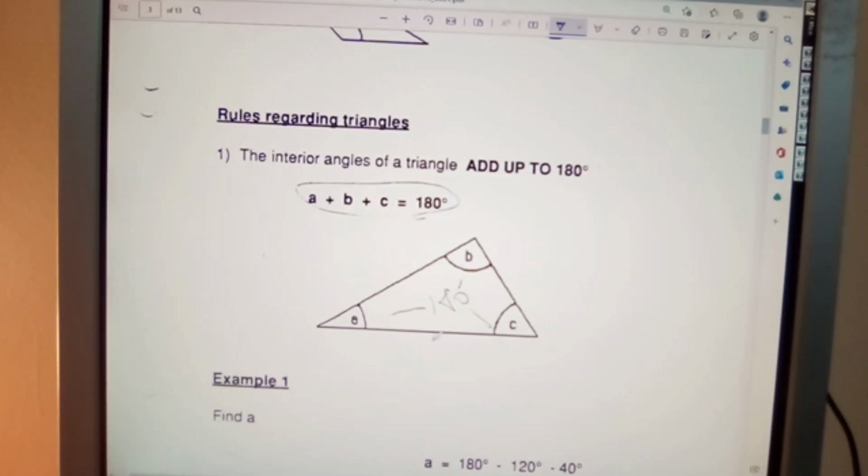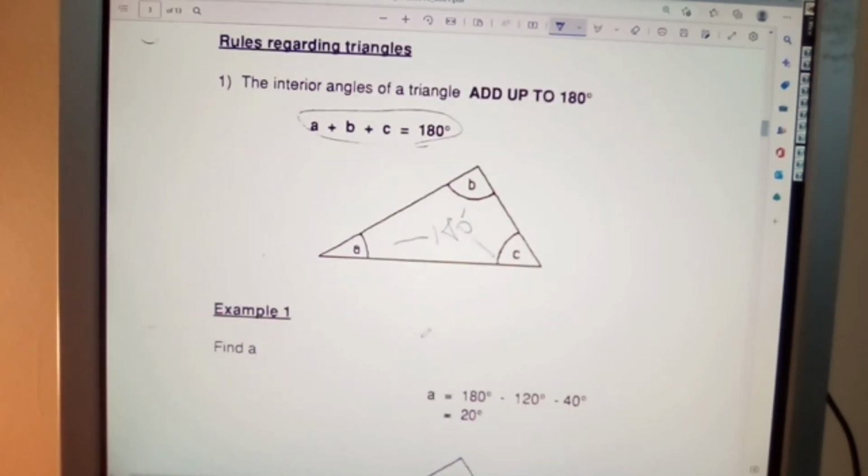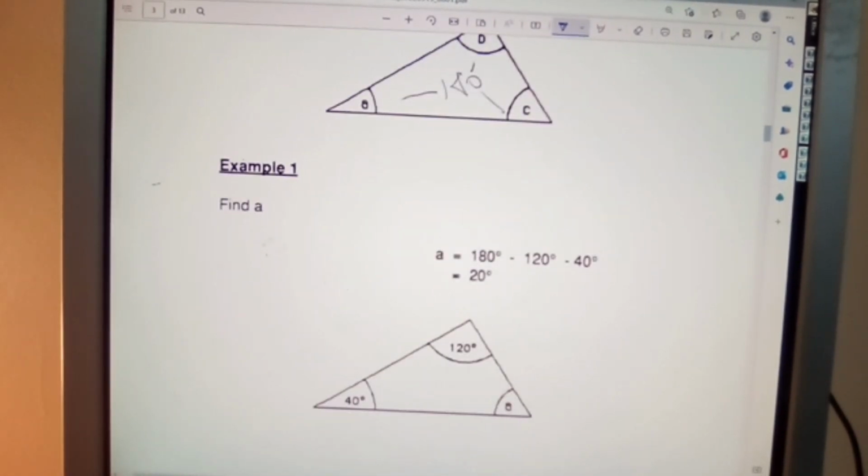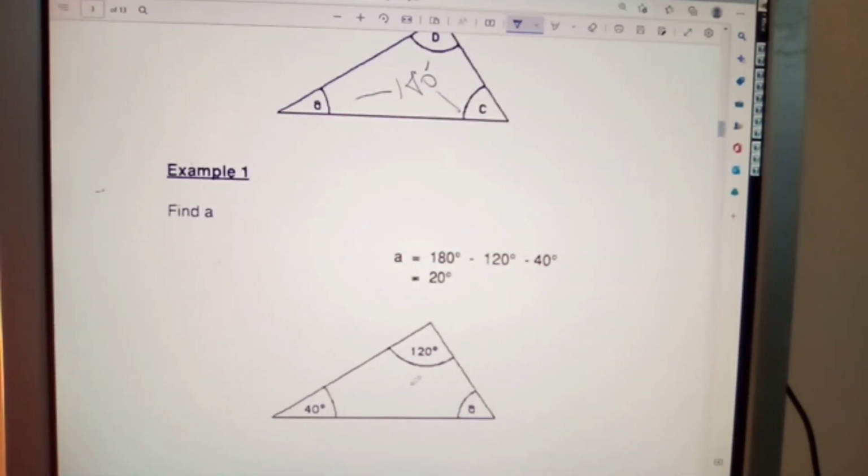Example. Find A. A equals 180 minus 120 minus 40 equals 20 degrees. And it's equal to 20 degrees because 40 plus 20 equals 60, and 60 plus 120 equals 180 degrees. So that is important to bear in mind and to remember that.